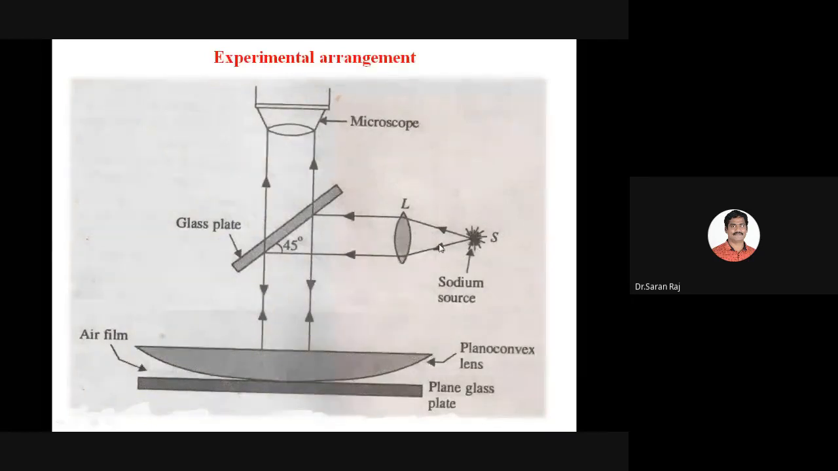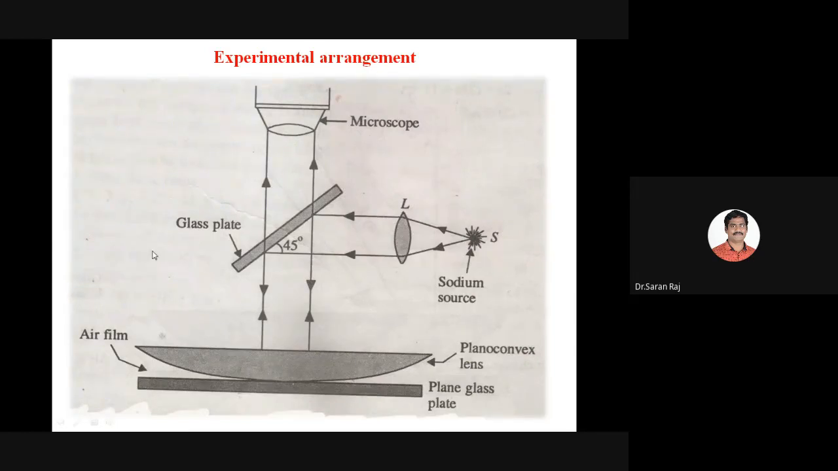Sometimes we use a lens here, sometimes there is no need for it. The lens used here is a normal convex lens, which converges the light. The monochromatic light falls on this lens, so the light converges onto the glass plate. This glass plate is held at an angle of 45 degrees with the vertical direction, so the light falls on the lens in a horizontal direction.